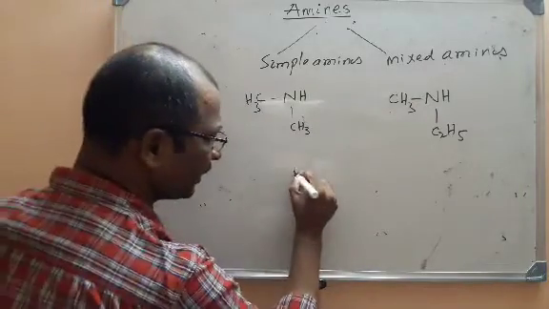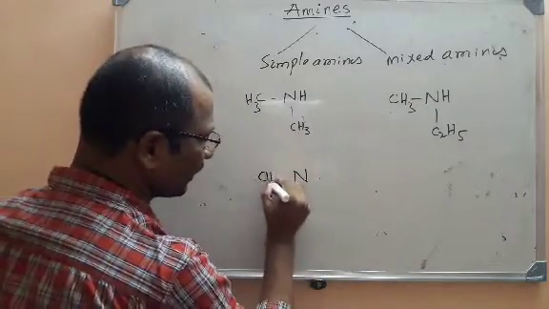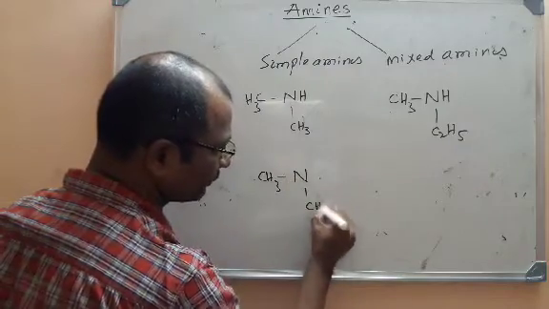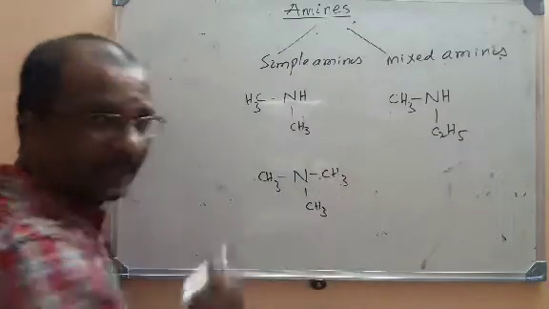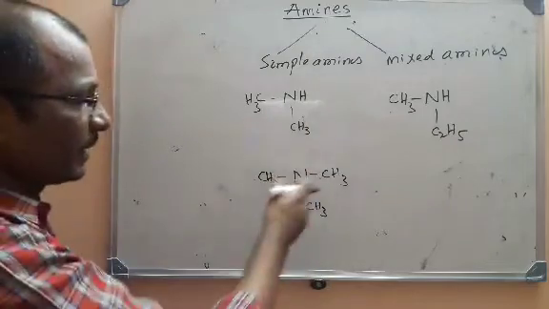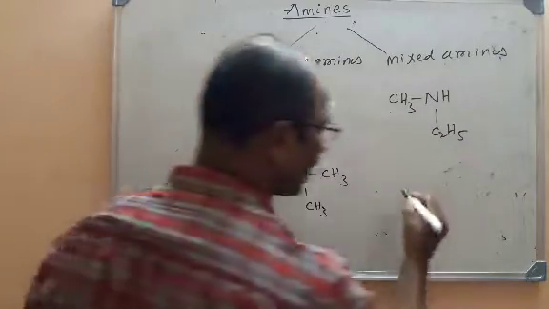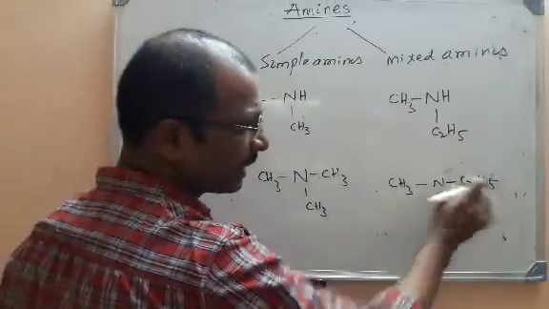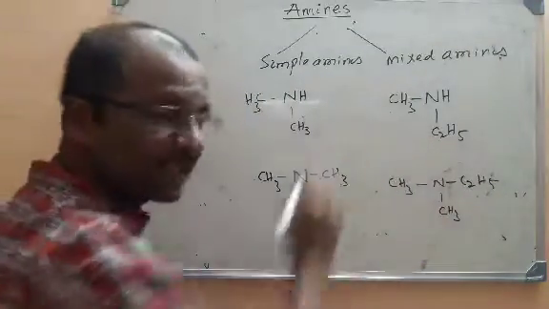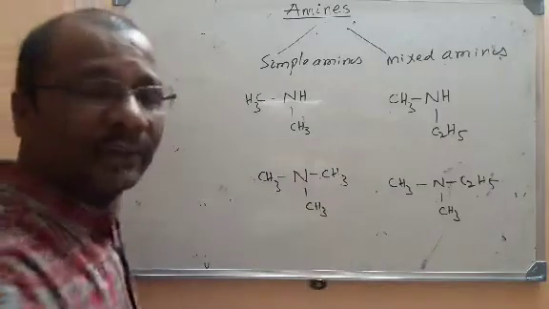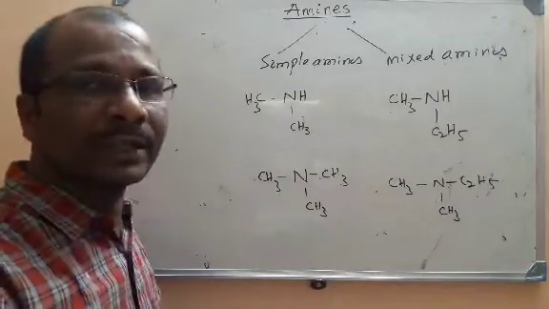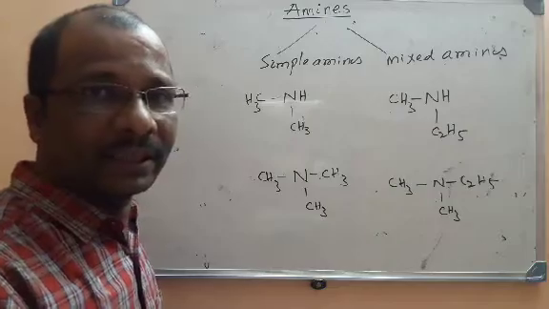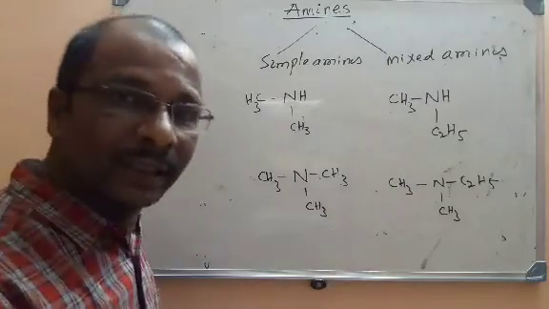If you take a tertiary amine, N is the functional group. You can try to write a simple amine with methyl groups. It's a simple amine because all three groups are the same. Now if you write one molecule here, N, CH3, C2H5, though two groups are the same, the third alkyl group is different. Then also it is called a mixed amine. So this is also one of the classifications that exists only for secondary and tertiary amines. Let us move on to the next part of the lesson.